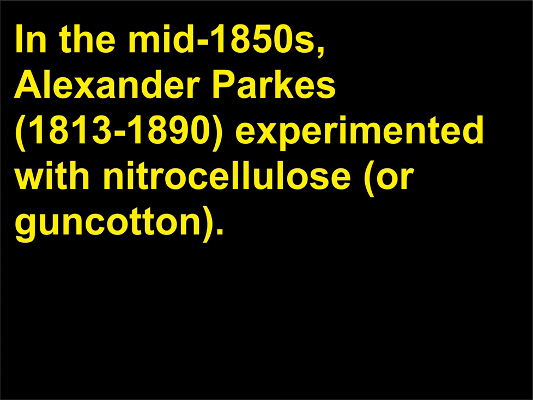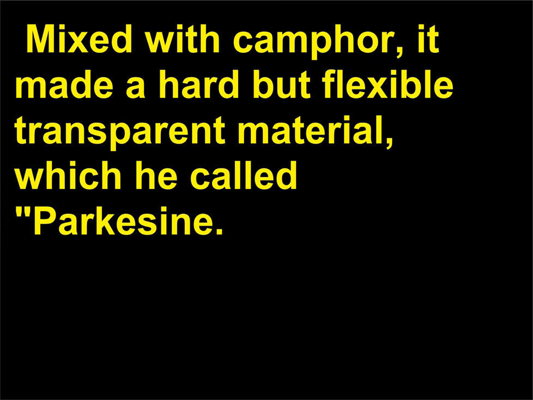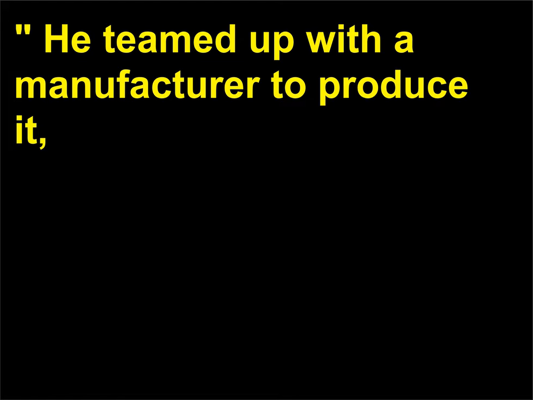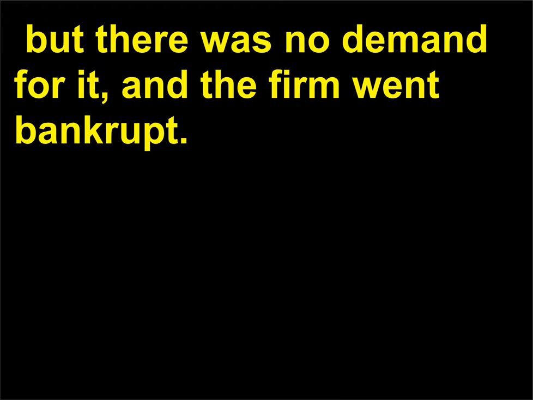In the mid-1850s, Alexander Parkes, 1813-1890, experimented with nitrocellulose, or gun cotton. Mixed with camphor, it made a hard but flexible transparent material, which he called parkesine. He teamed up with a manufacturer to produce it. But there was no demand for it, and the firm went bankrupt.